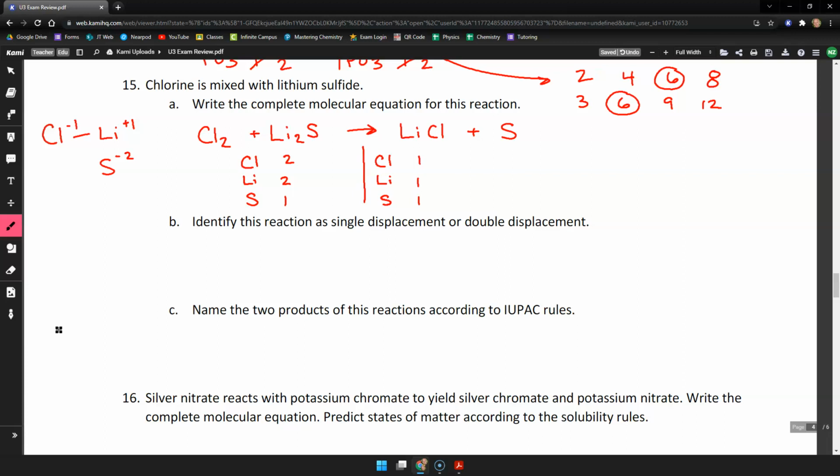This is a really easy fix. We just need to put a 2 right here. 2 times 1 makes this 2. 2 times 1 makes that 2. Okay, balanced. This is a single replacement reaction.